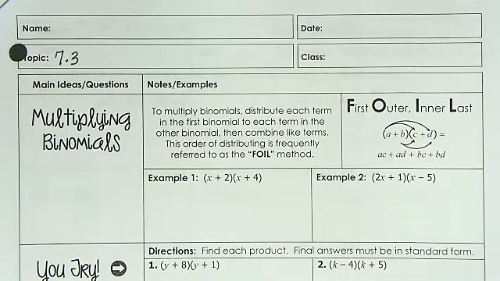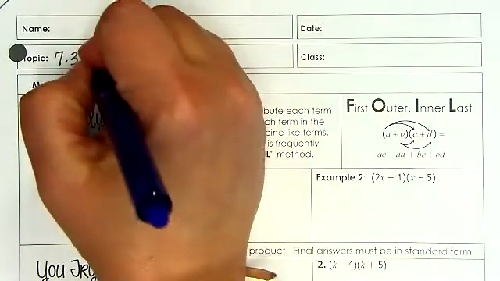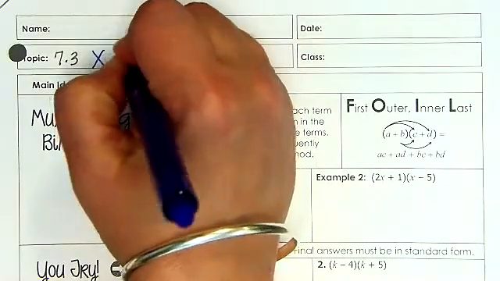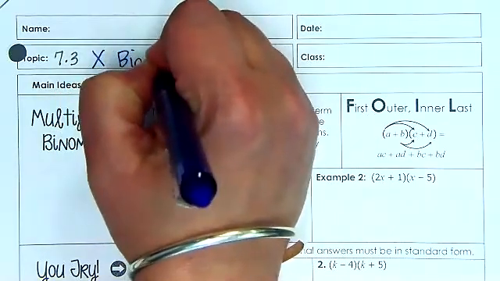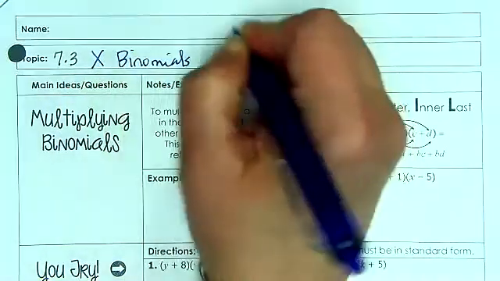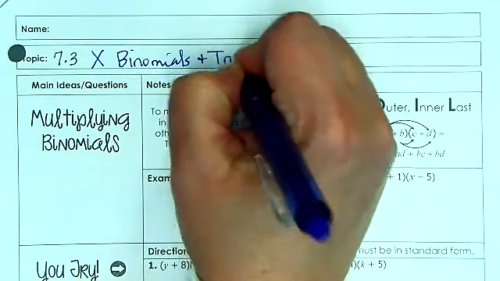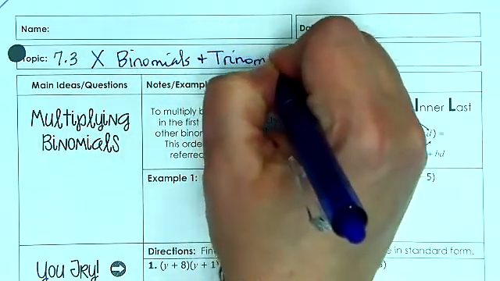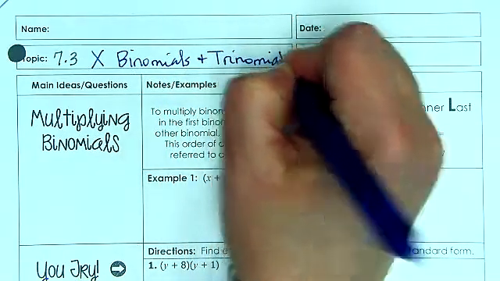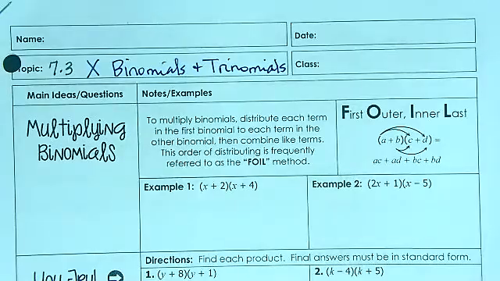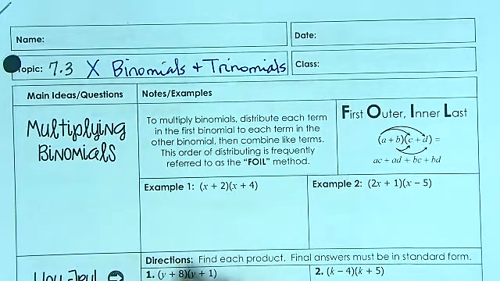Hello again. We are covering 7.3, multiplying binomials and trinomials. And this is where they talk about the area or array model that I referred to in the last video. But the area model is in the pre-teach videos.